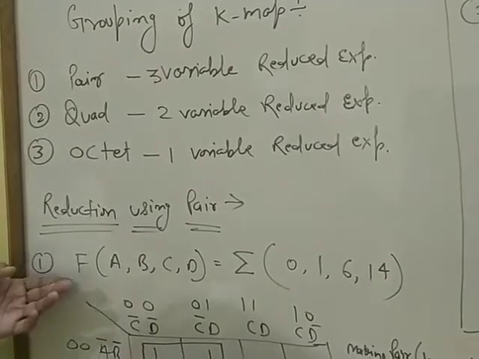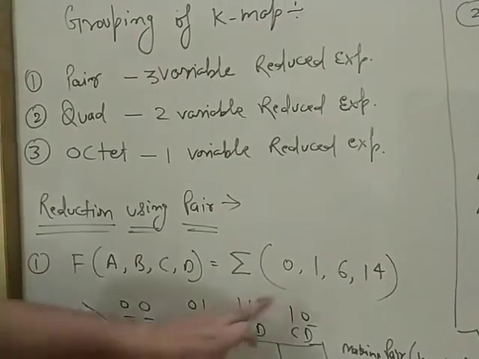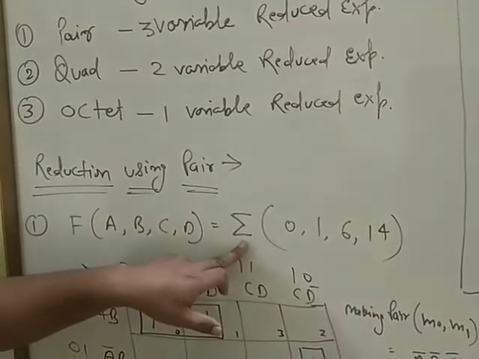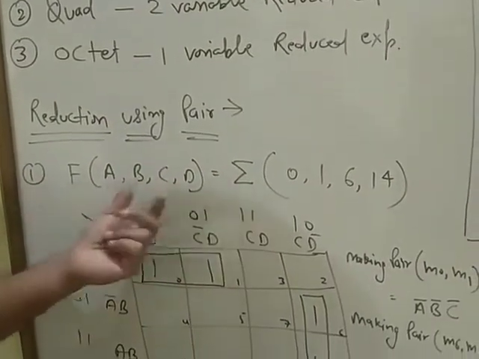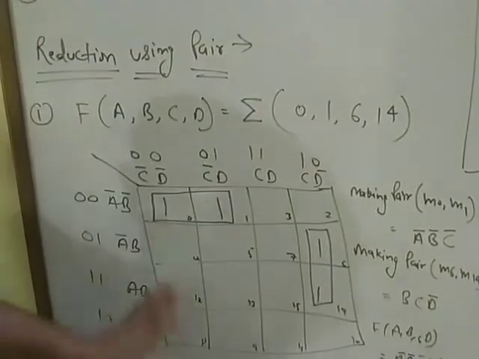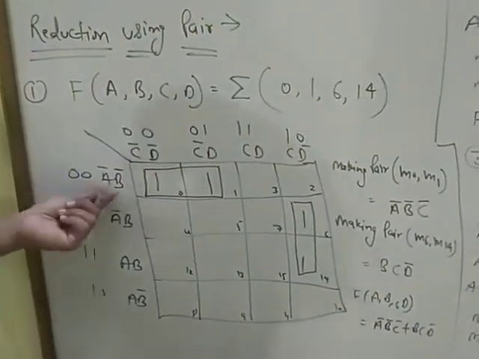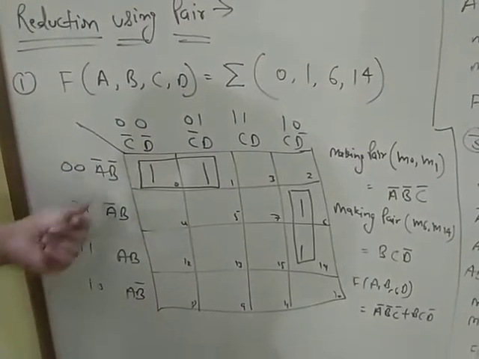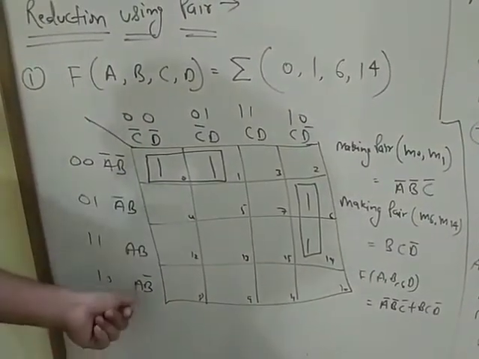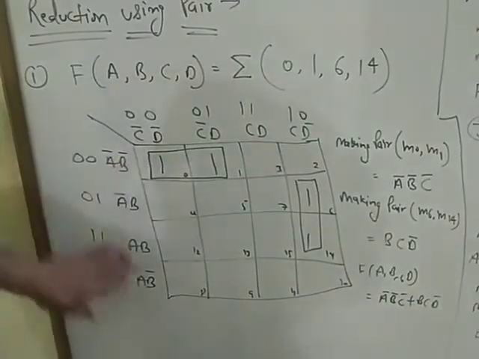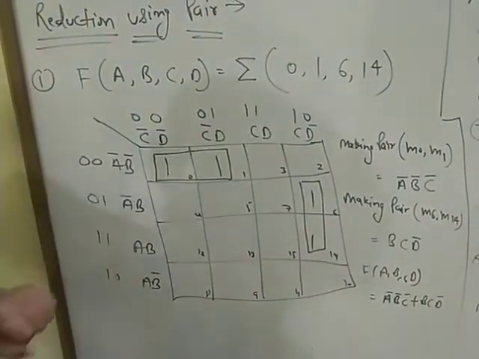Suppose that I have a function f(A,B,C,D) equal to sigma 0, 1, 6, 14. Now sigma is the symbol to represent the SOP expression. Here there are four variables, so I will make a K-map, designing a K-map of four variables. Like in SOP, bar is made on 0, so 0 0, 0 1, 1 0 and 1 1, as we know. Similarly here 0 0, 0 1, 1 0 and 1 1. So AB will be on this side and CD will be on this side.